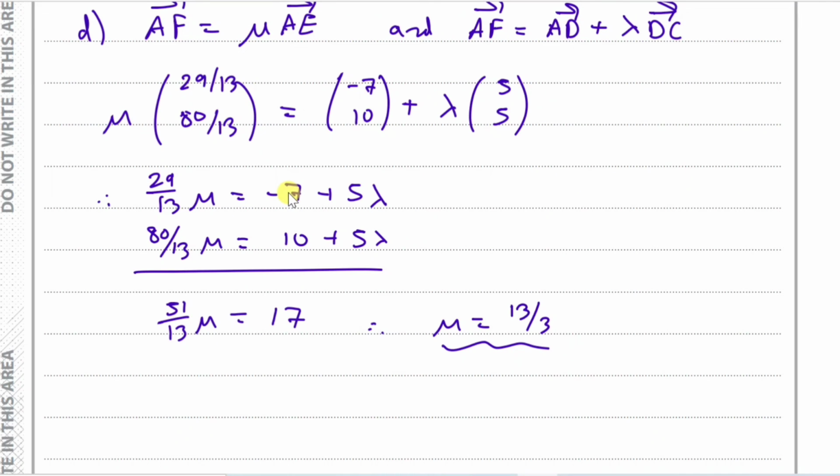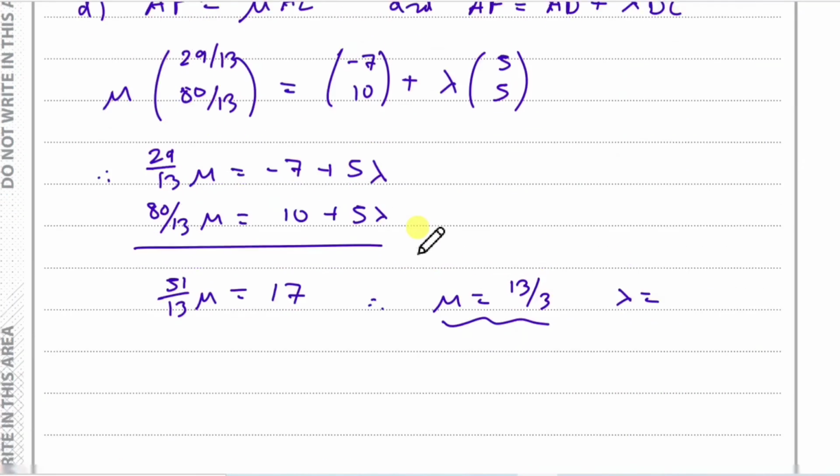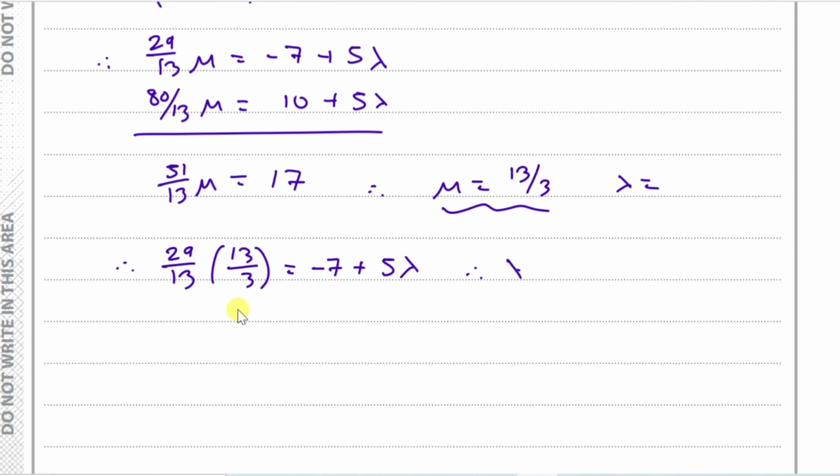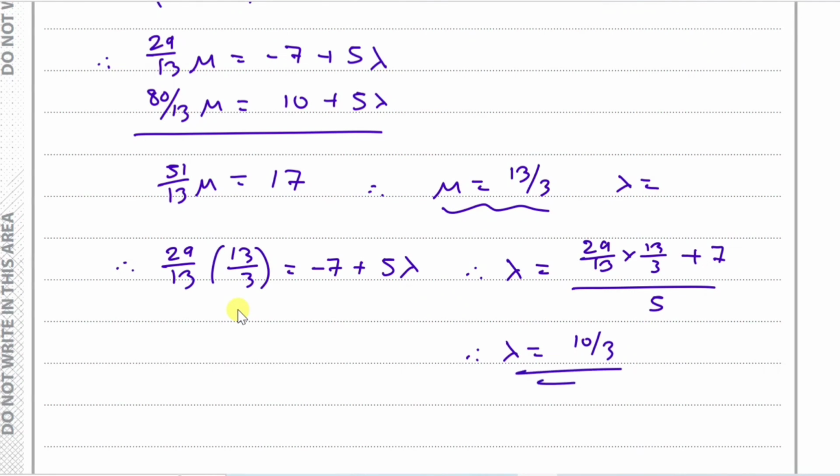And then we can work out lambda too. So it's good to just work out everything. So I'm going to just use, I don't know, the first equation. So we're going to have 29/13 times our mu value equals minus 7 plus 5 lambda. And making lambda the subject, we should get, let's see, lambda equals all of that, 29/13 times 13/3, plus 7, all of that over 5, yeah, so that's kind of a big one. So lambda should get you 10/3, so that's our answer.